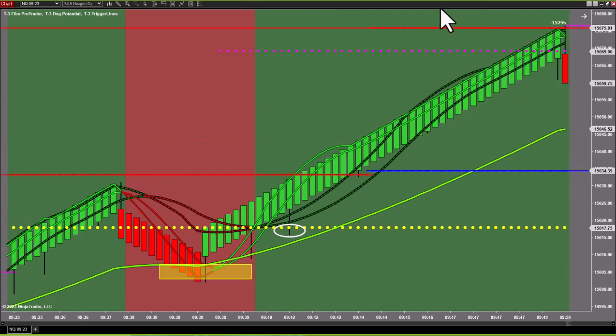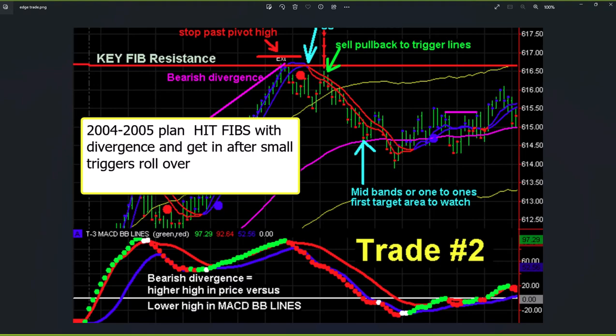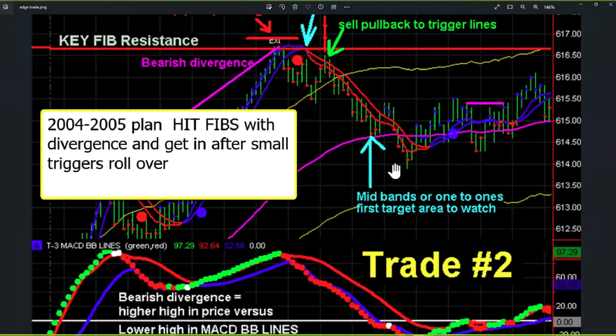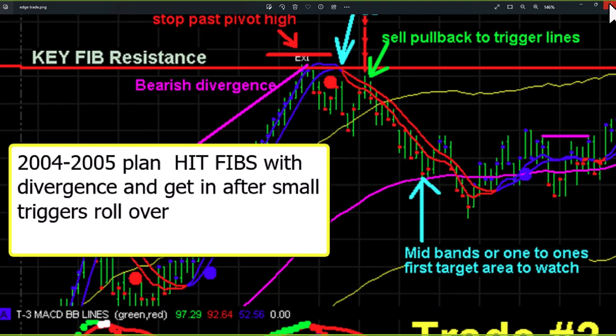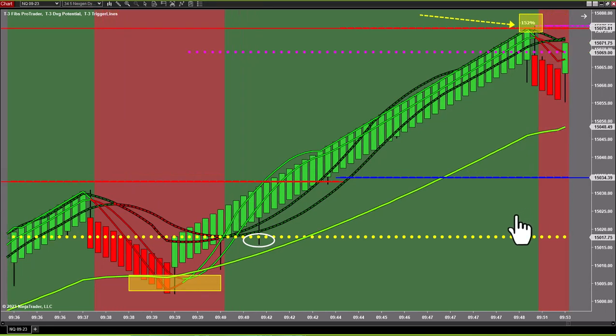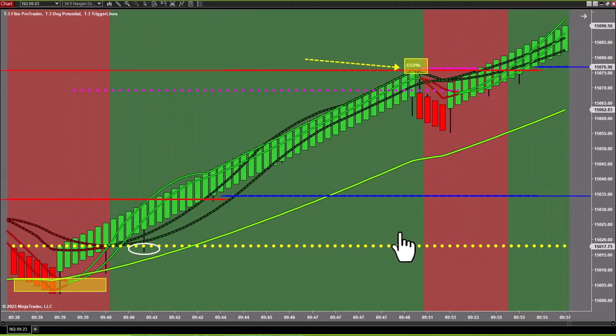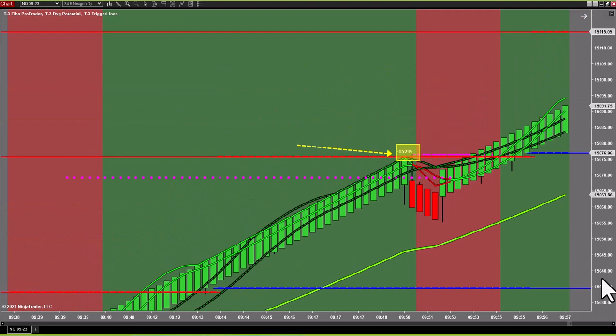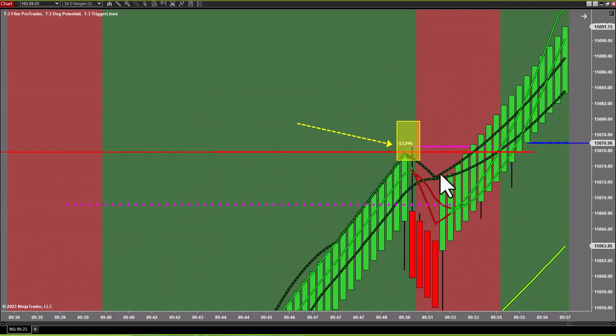Before I go any further, and before you guys see what's going to happen next, what do you see? Divergence from a fib, right? It looks very much like 2004 again, doesn't it? Divergence from a fib. So let's see what happened. Did our trigger lines both roll over? Saved us, didn't it?